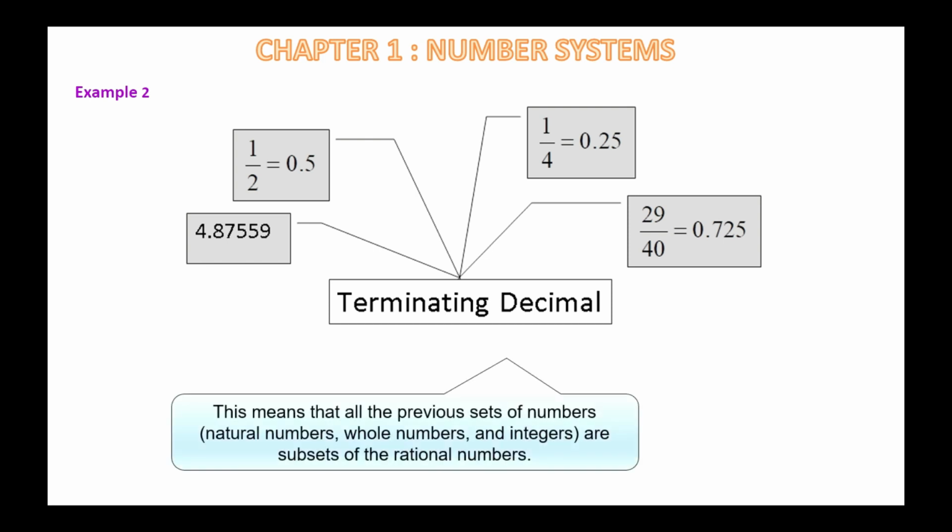We can see there is no repeating number after the decimal. This means that all the previous sets of numbers, natural numbers, whole numbers, and integers, are subsets of the rational numbers.